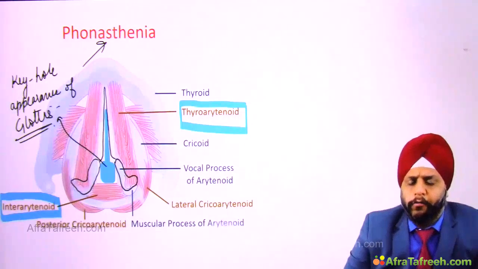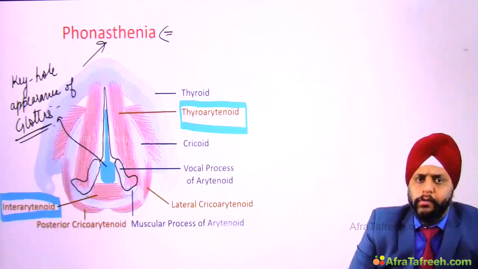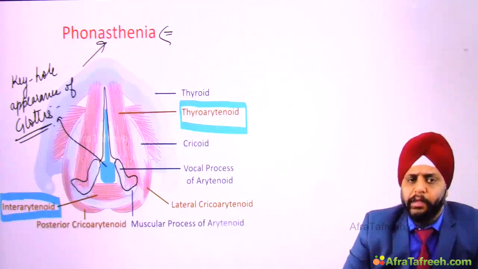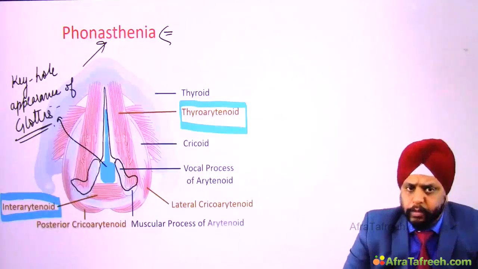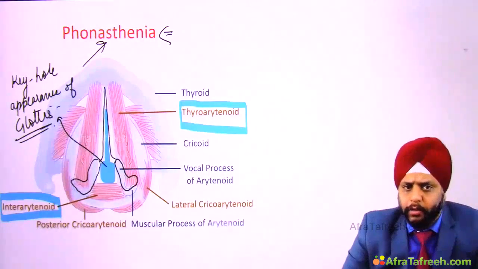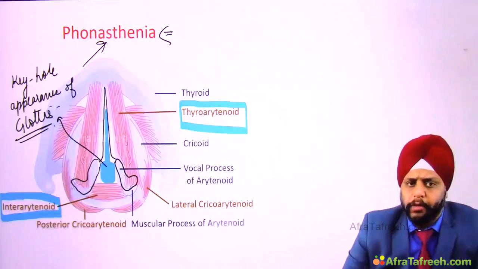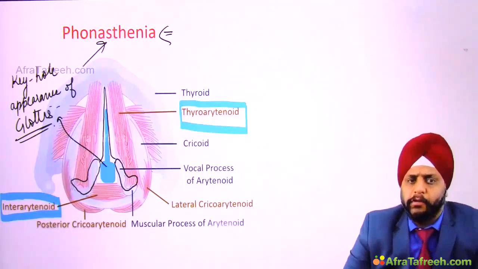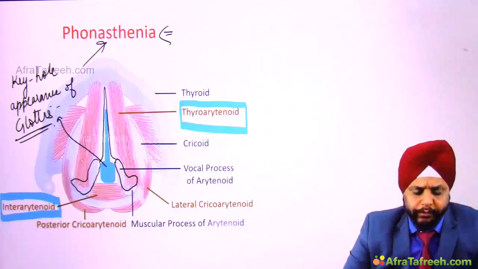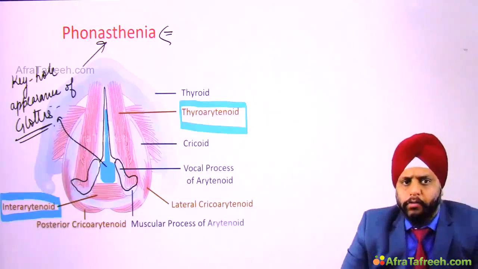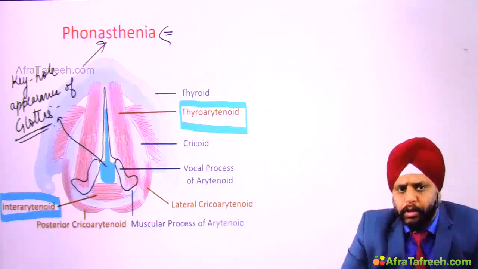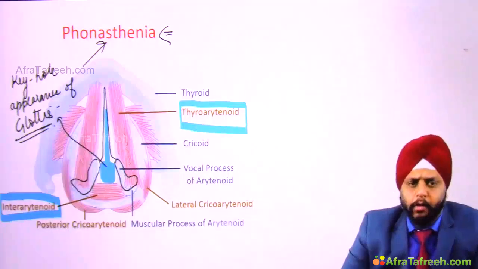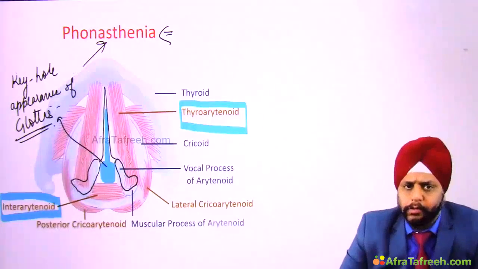The treatment of phonasthenia is voice rest followed by speech therapy. You have to strengthen the muscles also so as to prevent further fatigue, but first you have to give speech rest or voice rest. So voice rest followed by speech therapy, that is the treatment for phonasthenia. Okay, so that is how we can demonstrate the different actions of these different intrinsic muscles of the larynx.